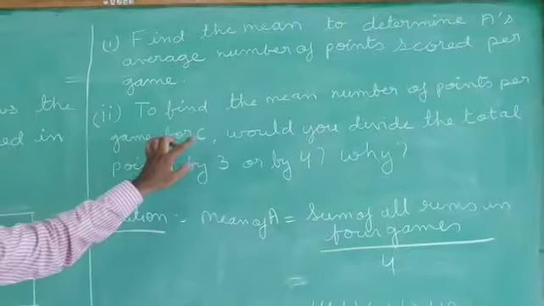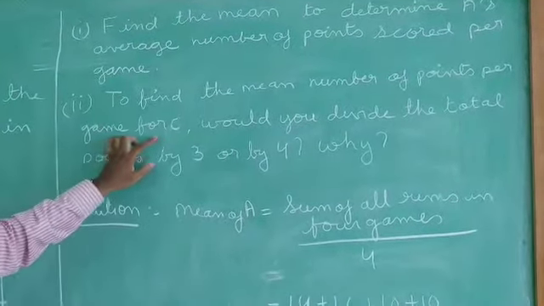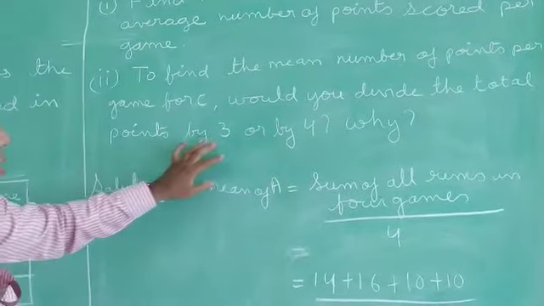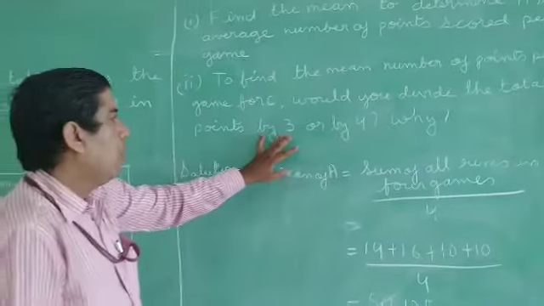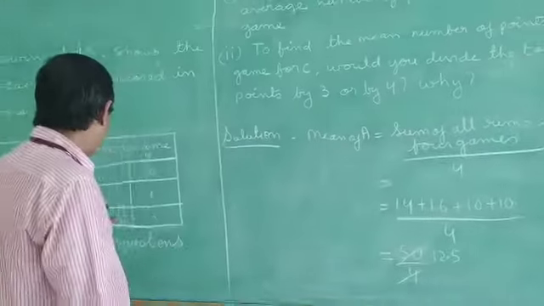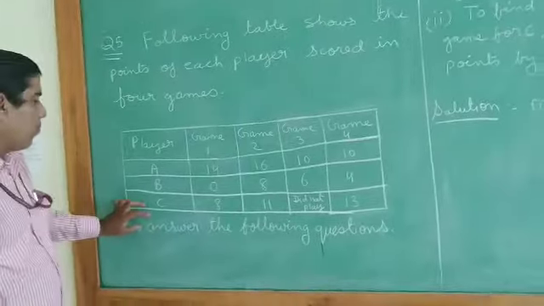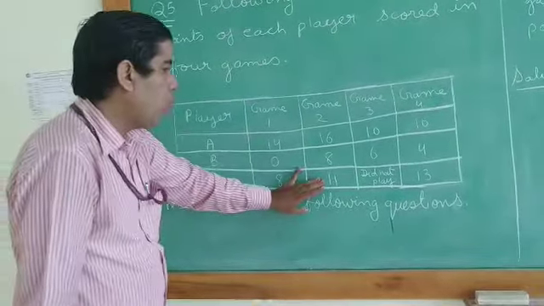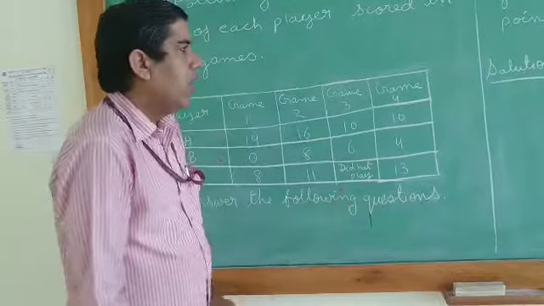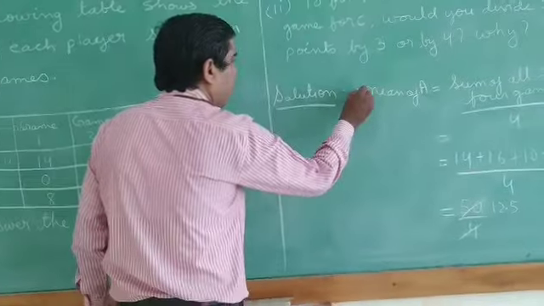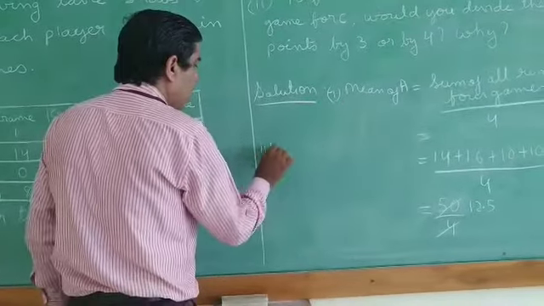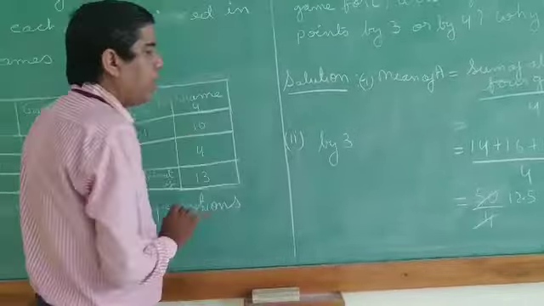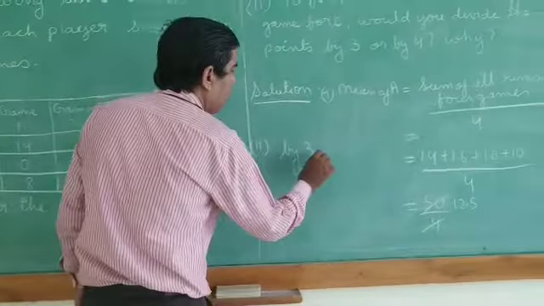To find the mean number of points per game for C, would you divide the total points by 3 or 4, and why? So you can see here now I am going for C. Here you can see how many games he played, 1, 2 and 3. Second part, we will divide by 3.